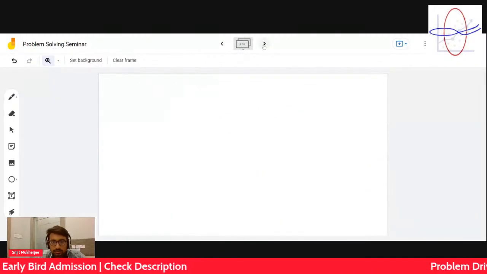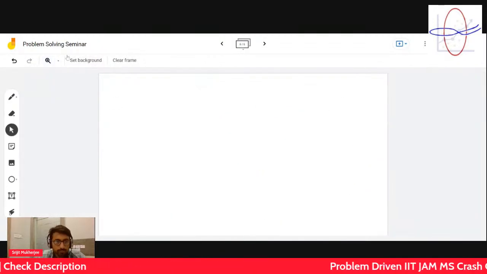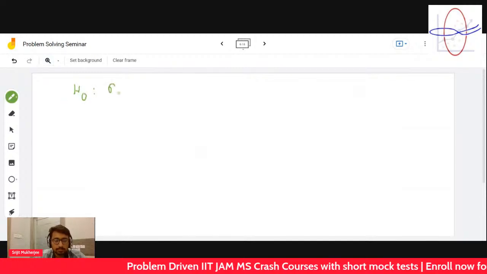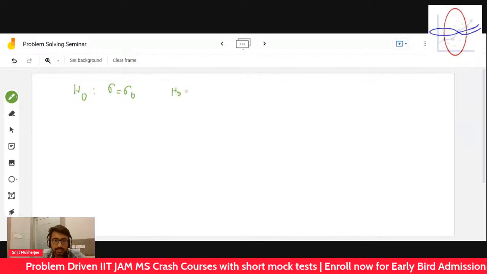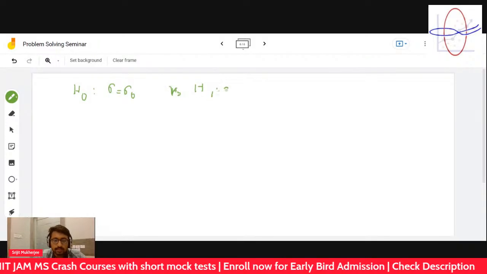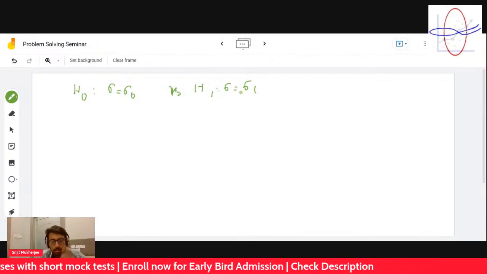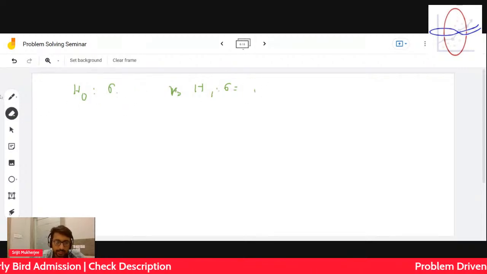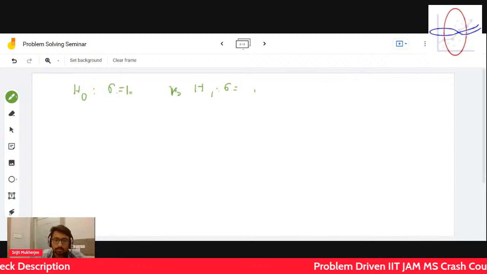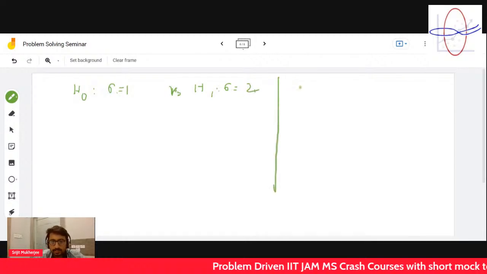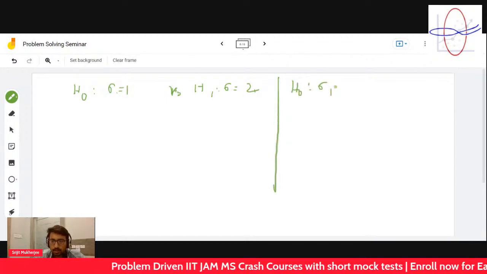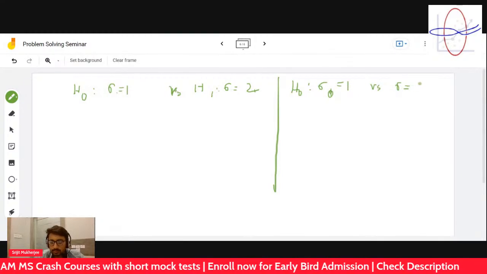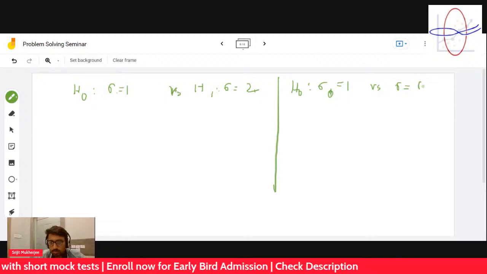So this is a philosophical thing. If H naught is sigma equal to sigma naught versus H1 is sigma equal to sigma 1, let's give it a constant. So let's say 1 versus 2. And we'll do another case where H naught is sigma equal to 1 versus sigma equal to 0.2.